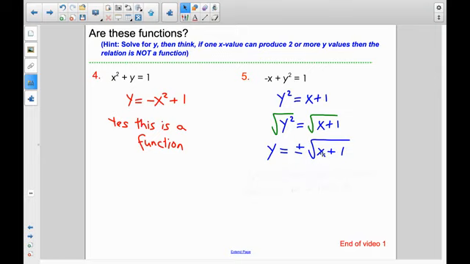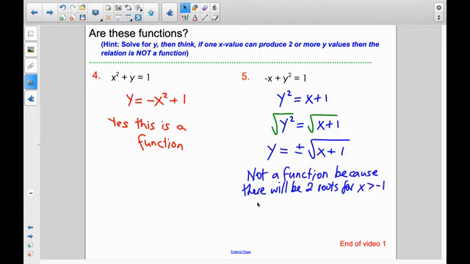Sorry, I got lost there. If I put in x is -1, -1 plus 1 is 0. So my y would equal plus or minus the square root of 0, which would be plus or minus 0. Well, they're the same thing. I'm only getting one output there. So putting in x as -1 is not going to be a problem, but putting in anything bigger than that will be a problem. And if I put in something smaller than -1, like x is -2, I'd be trying to take the square root of a negative number. I wouldn't even get a real value answer at all. So this is not a function because there will be 2 roots for any value of x that's greater than -1. Hope that made sense.